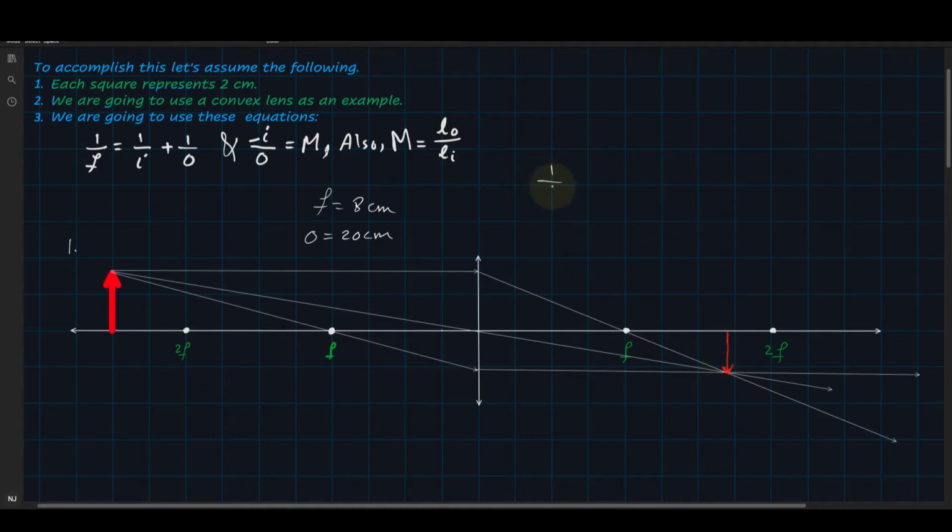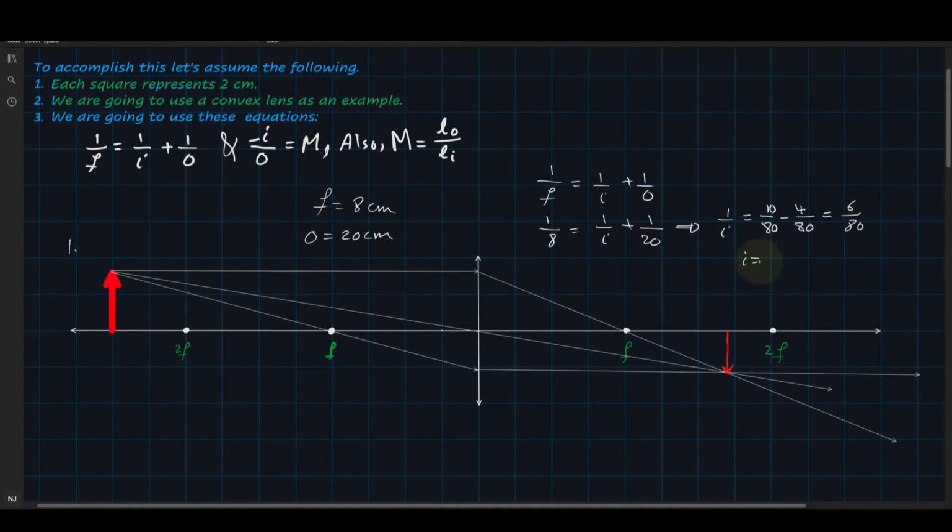So I'm going to use the equation 1 over f is equal to 1 over I plus 1 over O. And f is equal to 8 centimeters, as we agreed on. And I, that's what we need to find, plus 1 over O, where the object is 20 centimeters away. If we solve that, we get 1 over I is equal to 1 over 8 minus 1 over 20. And maybe we can find a common denominator. I think 80 is the best common denominator. If you multiply this by 10, you get 80 here, and if you multiply this by 4, you get 80 here. So 10 minus 4 is 6, so that's 6 over 80.